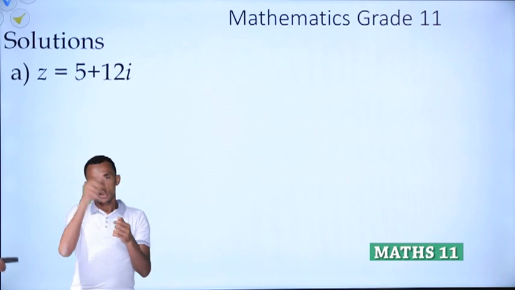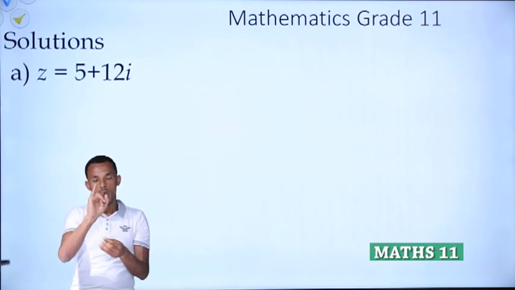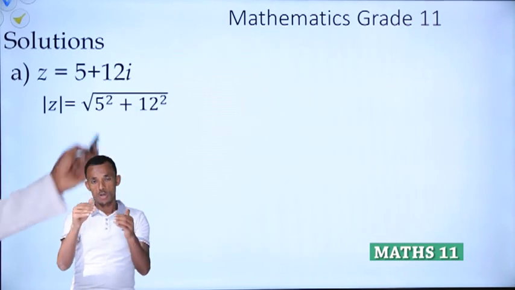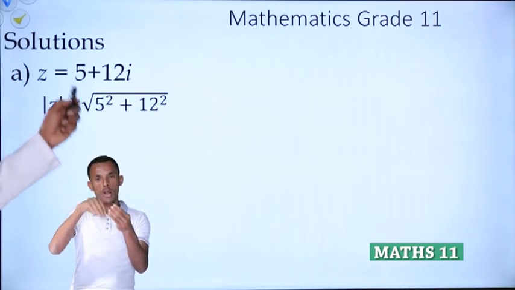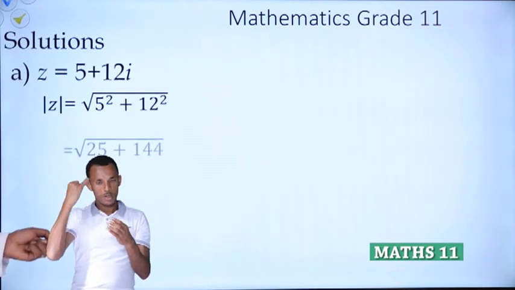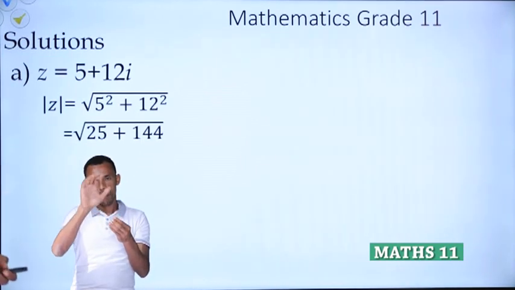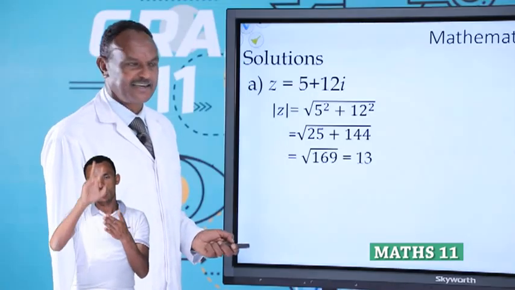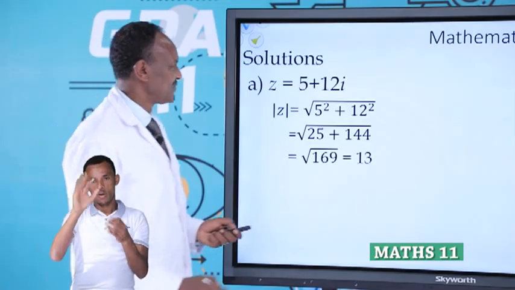If z is equal to 5 plus 12i, as we discussed previously, the absolute value of z is the square root of x squared plus y squared. The real part is 5, and the imaginary part is 12, squared. When I add up 25 plus 144, I get the square root of 169, which is equal to 13. What does it mean?